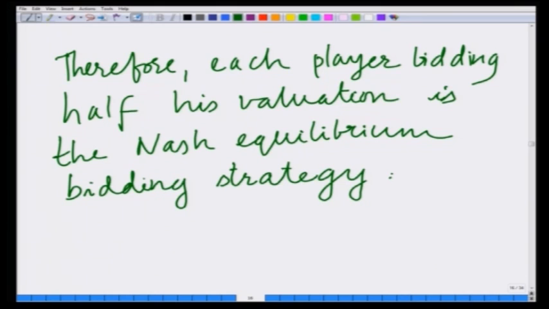Therefore, each player bidding half his valuation is the Nash equilibrium bidding strategy. So, how are we going to demonstrate this? Again similar to what we had done in the context of the previous game, that is by showing that each player is playing his or her best response. That is, we want to demonstrate that at Nash equilibrium B1 equals half V1 is the best response to bid B2 equals half V2 of player 2, and similarly for player 2, B2 equals half V2 is the best response to B1 equals half V1 of player 1.